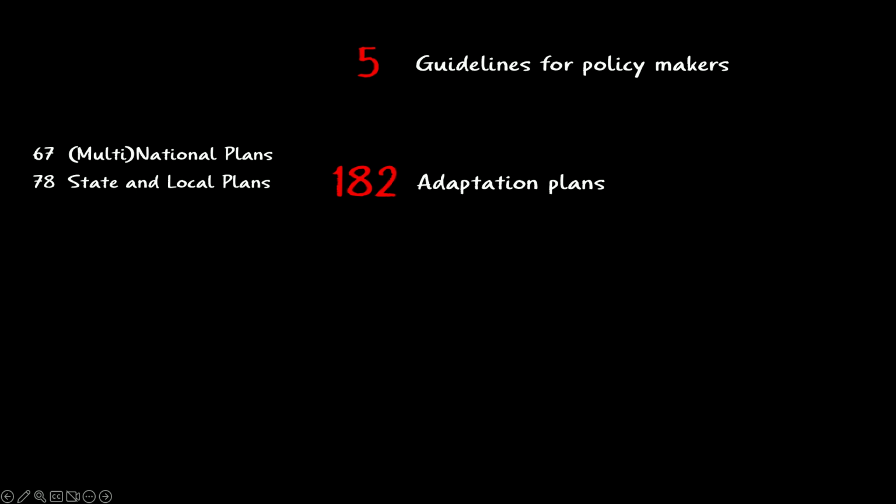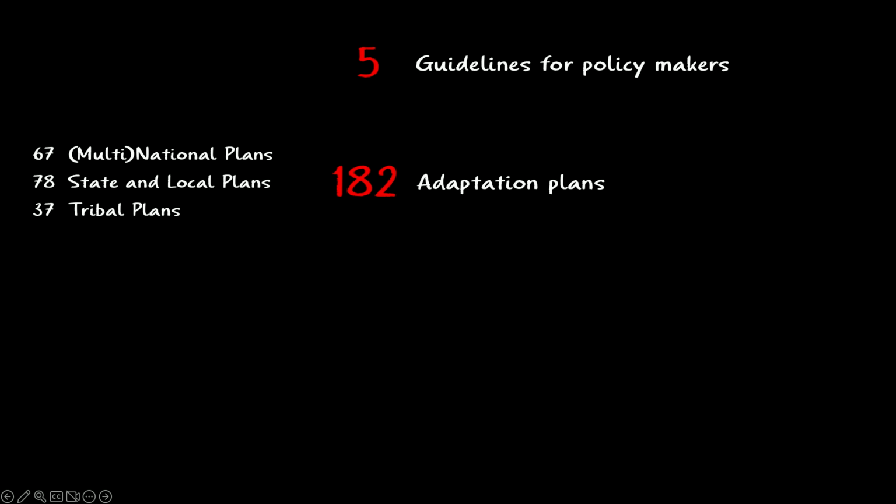About 78 state and local plans, so these would be plans produced by US states or Canadian provinces, that sort of thing, or local plans, cities, counties, that sort of level. And I have about 37 tribal plans. Right now, all the tribal plans are from the US. I'm hoping to find more outside the US, but right now they're basically all in the US. Actually, there's a couple, I think, in Canada, but mostly in the US.